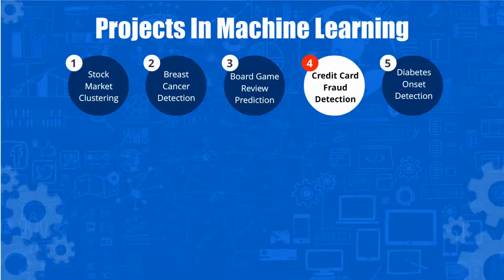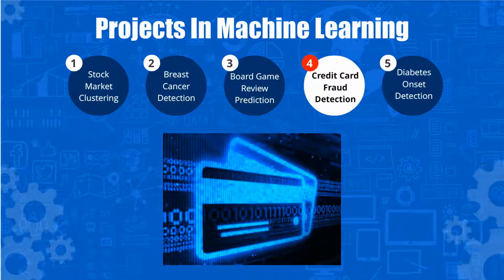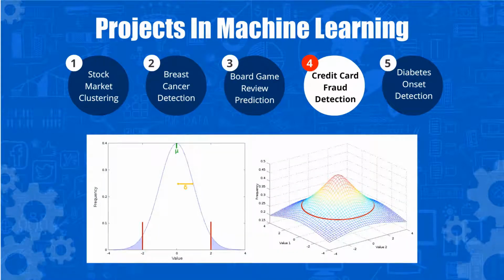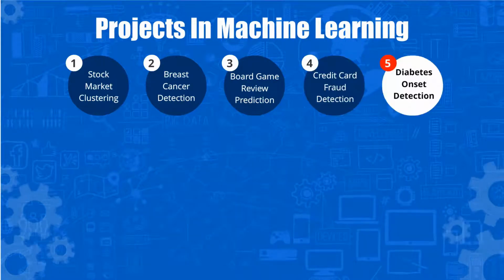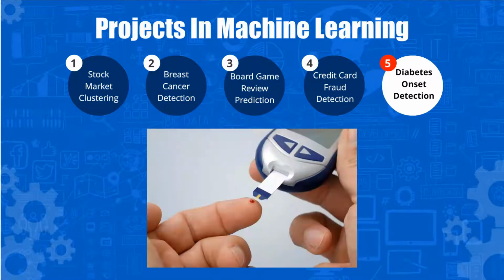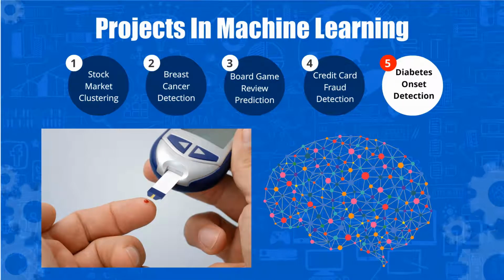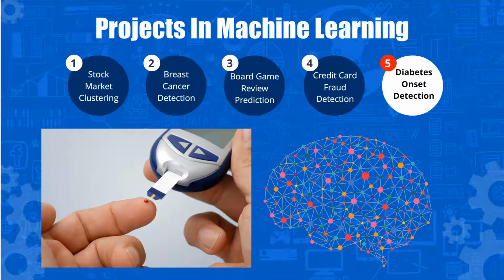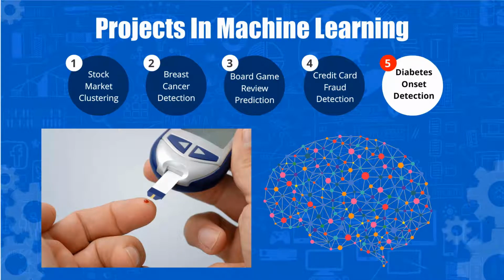In project number 4, we're going to do a credit card fraud detection, and that project is going to focus on anomaly detection by using probability densities. The fifth and final project is going to be a diabetes onset detection with a deep learning grid search. In that project, we will fine-tune a deep neural network by performing a grid search. The network will be used to detect the onset of diabetes based off patient data.